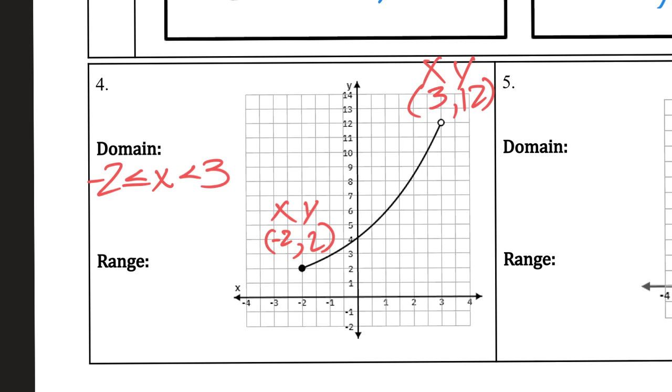Next, for my range, we start with the lowest Y. Out of 12 and 2, 2 is my lowest Y, and it's a closed circle on +2 down here. So it's going to be less than or equal to Y. And then our highest Y is 12 with the open circle, so that's going to just be less than 12.